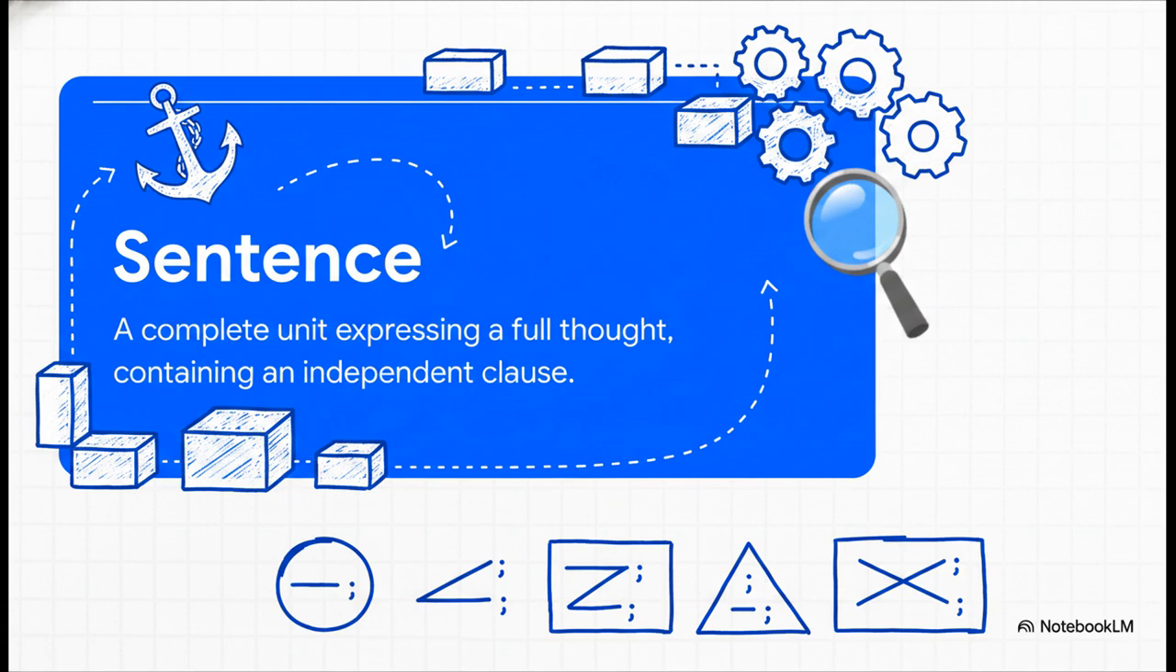But here is the golden non-negotiable rule of a sentence. It absolutely must contain at least one independent clause. You can have simple sentences, compound ones, complex sentences stacked with all sorts of dependent clauses and phrases, but without at least one strong independent clause to serve as a secure roof, the whole structure completely falls apart.